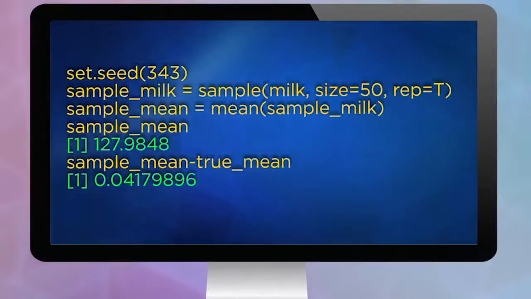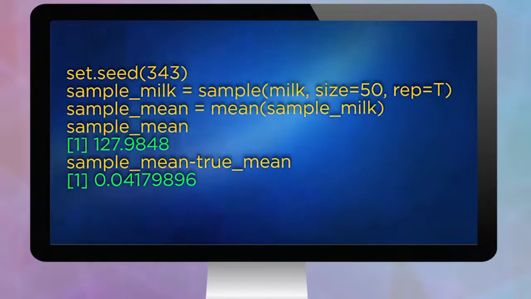We're going to sample from milk. So our sample of milk is going to use the sample function from milk. We're going to take 50 samples out, and rep equals T means I'm sampling with replacement. So once I take a sample out, it's still available for me to sample from again. What's our sample mean? So now I'm going to take the mean of the sample of milk that I had, so mean sample milk, and that gives me 127.98. Now look at that. Look at how close my sample mean is to my true population mean. Right? I can subtract those two, and our sample mean's only slightly larger than the population mean, only by 0.04 ounces.